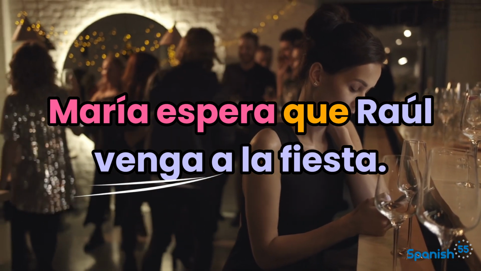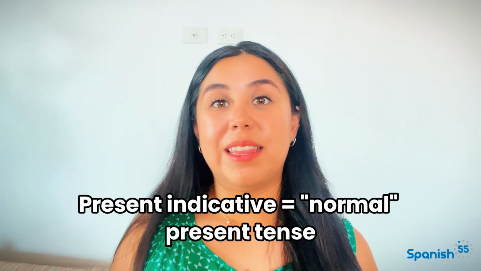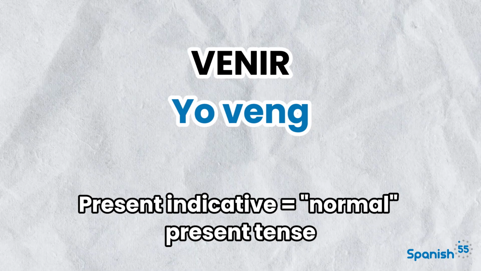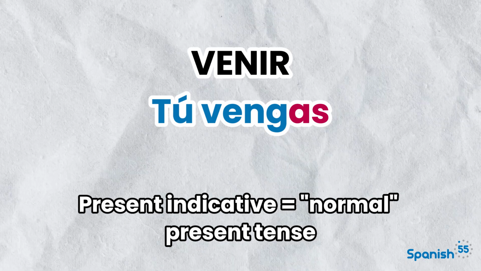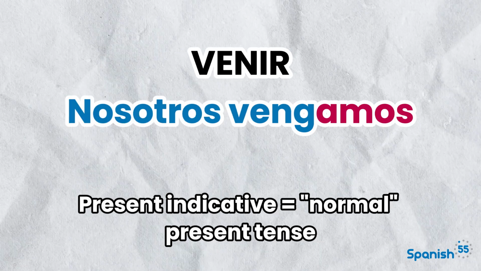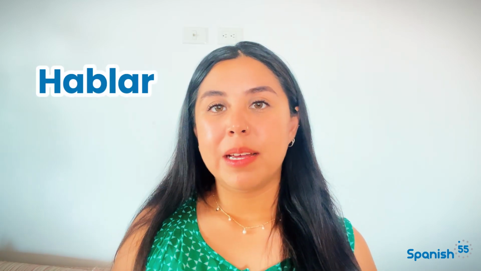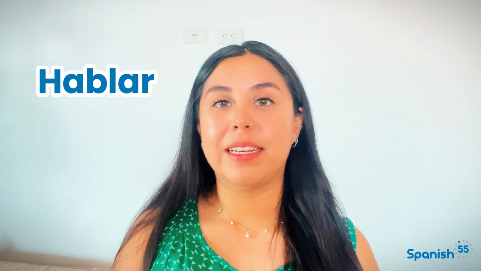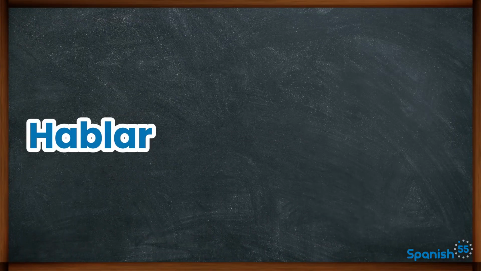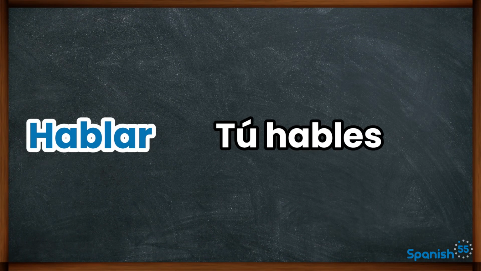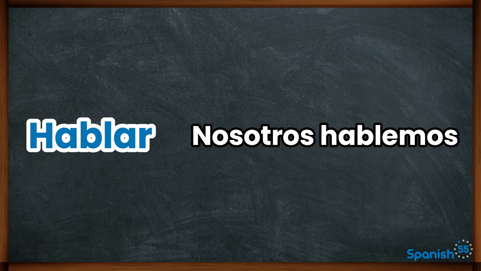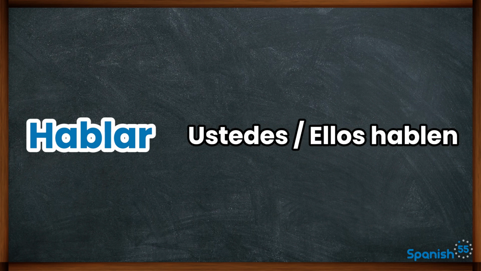How did you conjugate the verb? First, you placed it in the yo form of the present indicative, you dropped the O, and added the corresponding IR ending. Can you try conjugating an AR verb like hablar? You will follow the same formula but add the corresponding AR-ER endings. The conjugated verb will be yo hable, tú hables, él, ella hable, nosotros hablemos, ustedes, ellos hablen.